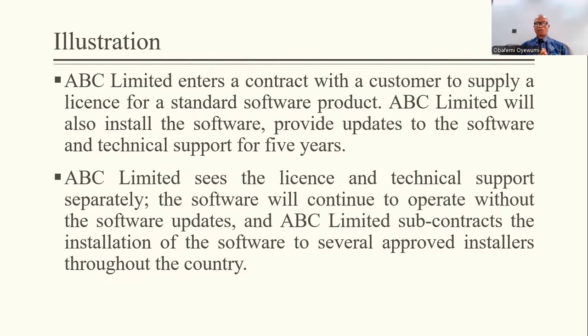ABC Limited enters a contract with a customer to supply a license for a standard software product. ABC Limited will also install the software, provide updates to the software and technical support for how many years? For 5 years. ABC sees the license and technical support separately. The software will continue to operate without the software updates, and ABC Limited subcontracts the installation of the software to several approved installers throughout the country.